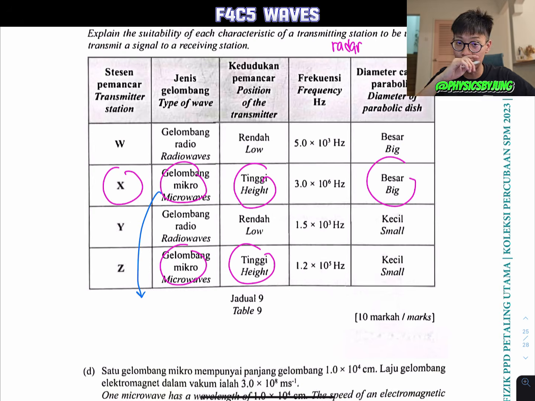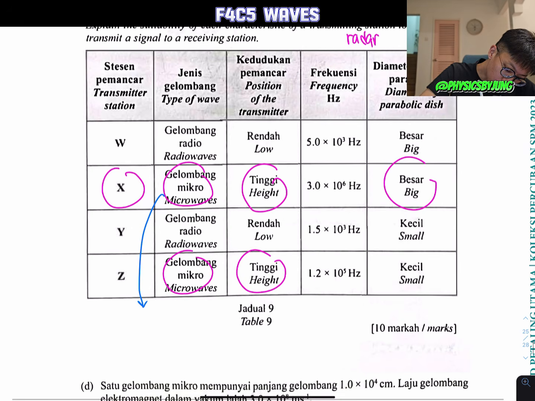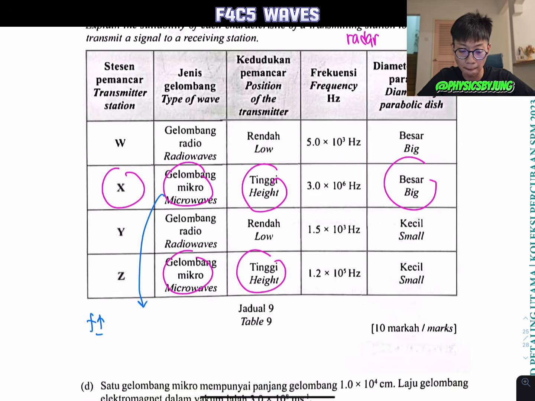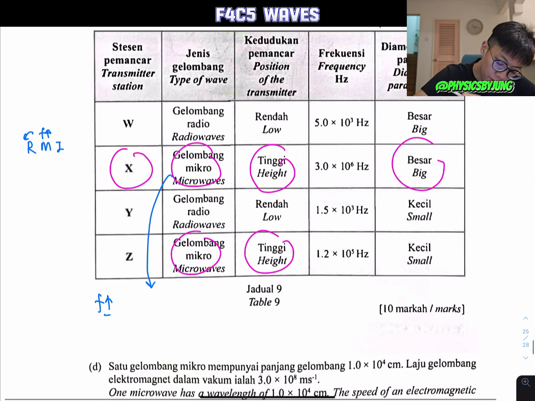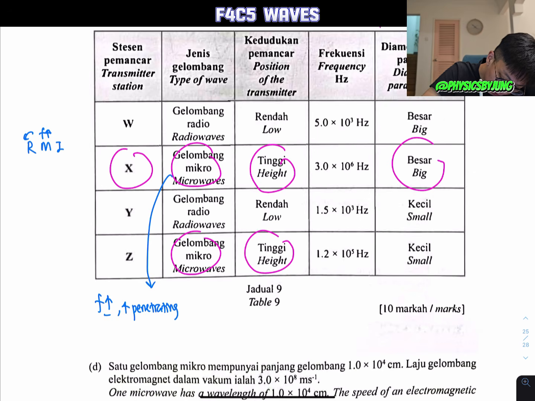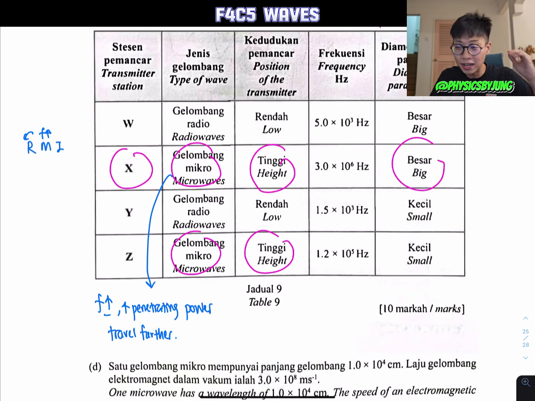Now, why is it a microwave? We can say because microwave actually has higher frequency compared to radio. Radio is the lower frequency, okay? So this has a higher frequency compared to the radio wave. So frequency higher, so you actually have a higher penetrating power. Then if you have a higher penetrating power, I can say that it can actually travel further. Because penetrating power means that it can go further. It can fly further. Okay?